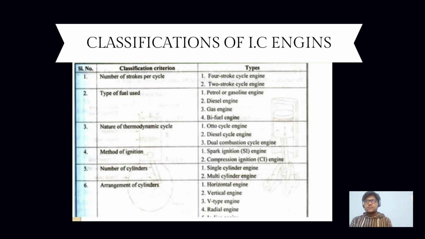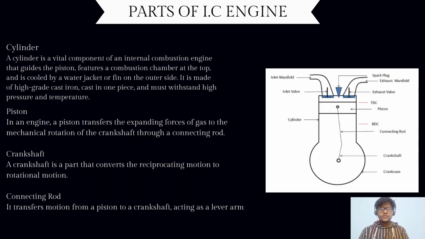Now let's understand the classification of IC engines. IC engines are classified into many types, such as number of strokes per cycle, types of fuel used in an IC engine, number of the thermodynamic cycle that happens in an IC engine, method of ignition, number of cylinders, or the arrangement of the cylinders. You can see the slide for each type of classification and the types. I hope you all are getting some idea about an IC engine. Now let's understand some components of an IC engine.